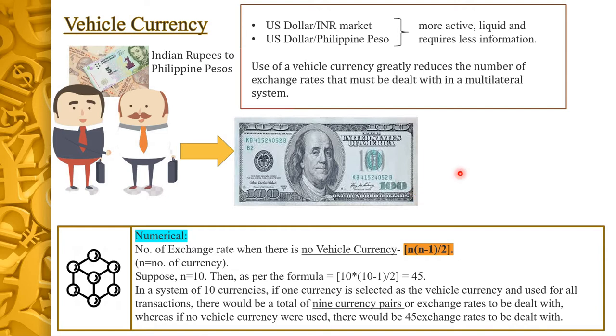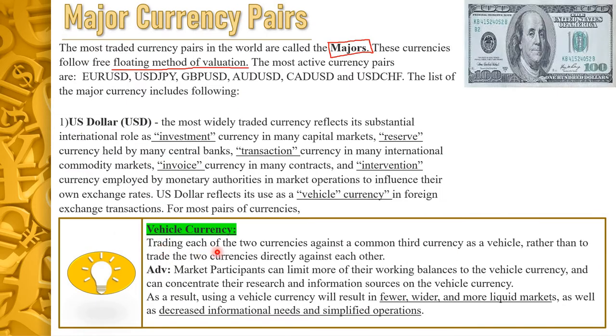Now we'll check the definition of vehicle currency. It means trading each of the two currencies against a common third currency as a vehicle, rather than trading the two currencies directly against each other. As a result, using a vehicle currency will result in fewer, wider, and more liquid markets as well as decreased information needs and simplified operations.